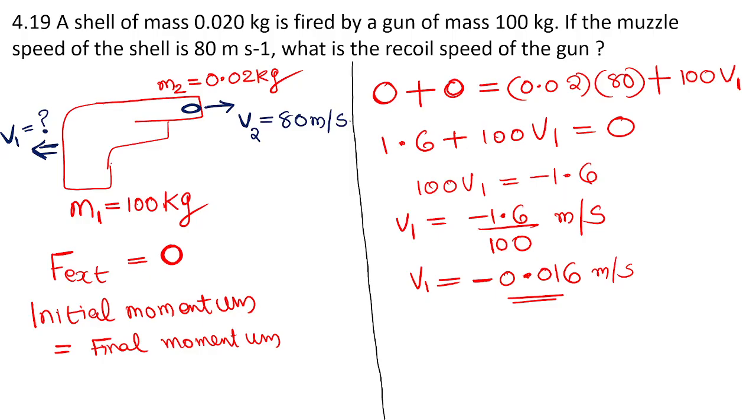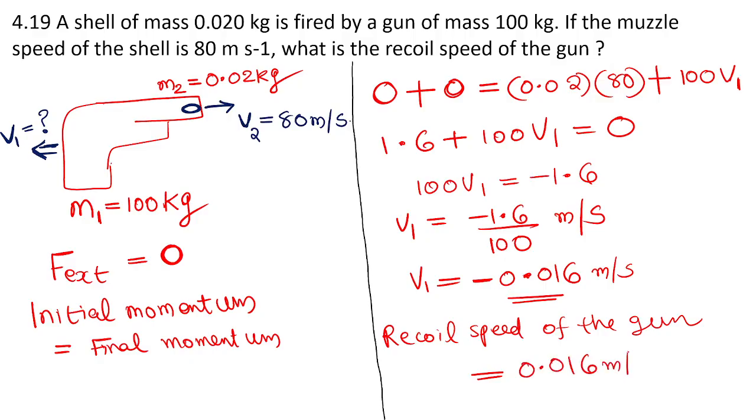So the speed, if the question is a speed, when we talk about the speed, the sign is not required. Understood? So recoil speed of the gun, if we write the speed, we don't show the sign. 0.016 meter per second. So don't forget it. We use conservation of momentum. Okay. So please write on.